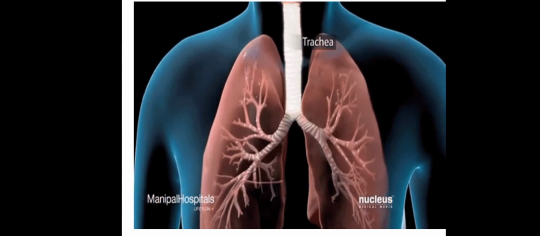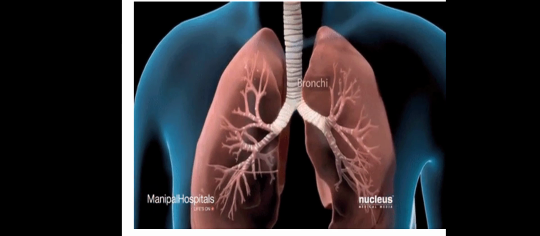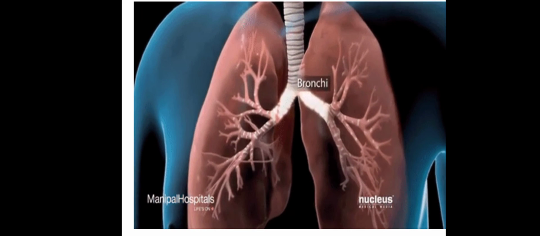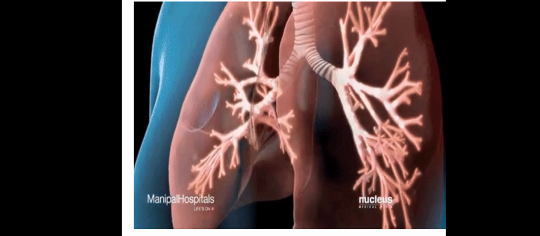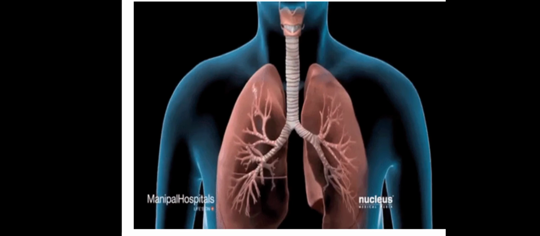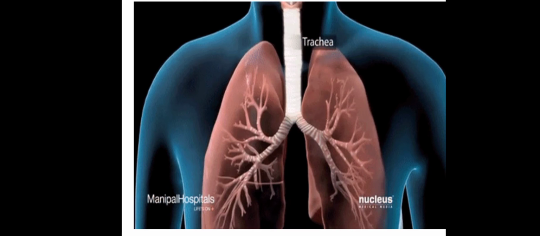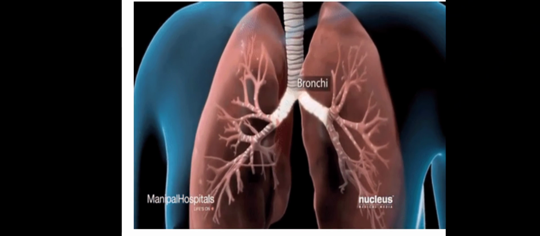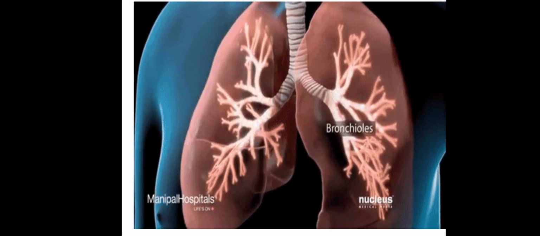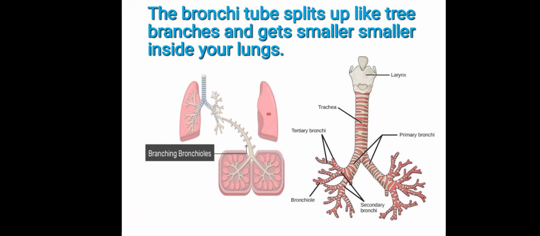So trachea, you have the bronchi, then it's further divided into bronchioles, and this in turn has small deposits, that is air sacs. Trachea, once again, bronchi and bronchioles. The bronchi tube splits up into three branches, as you can see over there, and gets smaller inside your lungs.